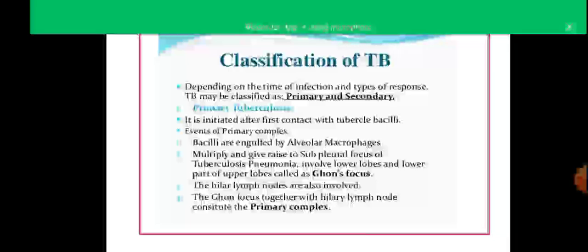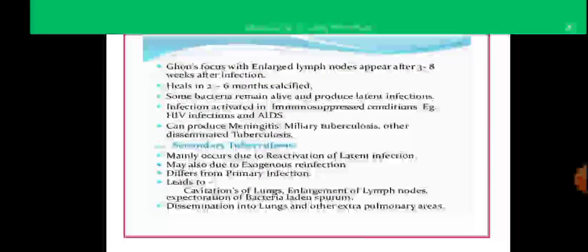Primary tuberculosis is initiated after first contact with the tubercle bacilli. The bacilli are engulfed by alveolar macrophages, multiply, and give rise to a subpleural focus of tuberculous pneumonia involving the lower lobe and lower part of the upper lobe, called the Ghon focus. The hilar lymph nodes are also involved in primary tuberculosis. The Ghon focus together with the hilar lymph nodes constitutes the primary complex. The Ghon focus with enlarged lymph nodes appears after 3 to 8 weeks. The infection heals in 2 to 6 months and calcifies.